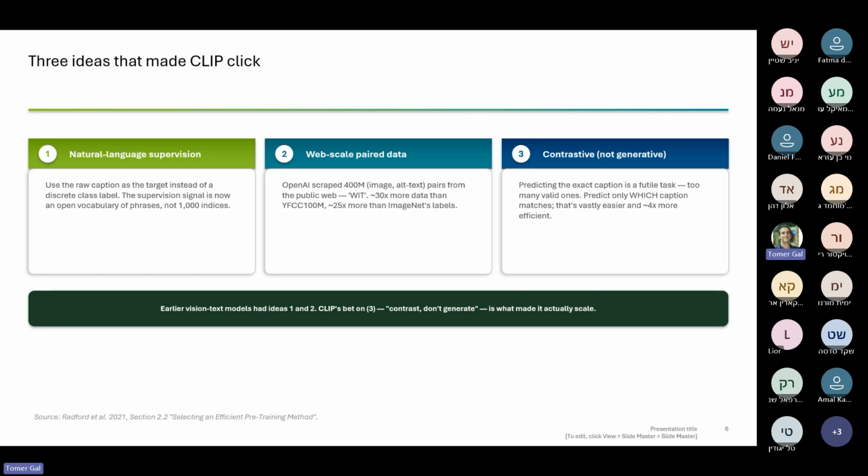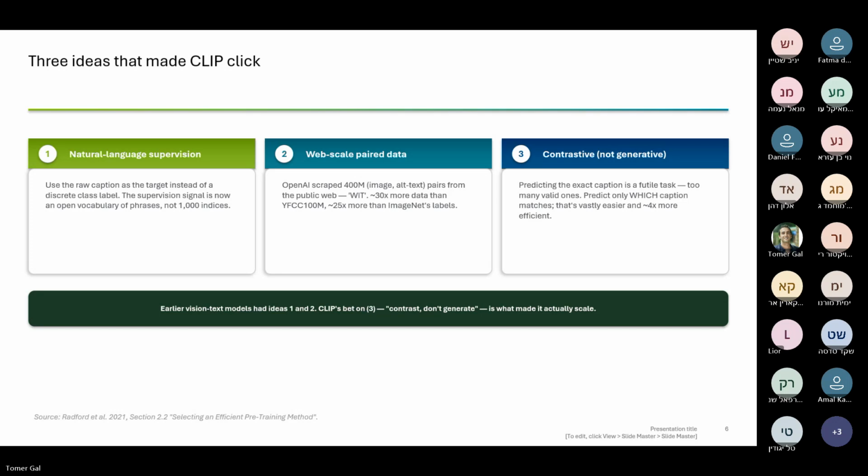So the ideas that made CLIP work, basically. It's the aspect of natural language supervision. You use the raw caption as the target instead of the label. So we have an image of a cat. We don't just take the label of a cat. And now we also have the vocabulary of phrases. This is not 1,000 indexes. This is not an array of predefined labels that we identify. So this is number one.